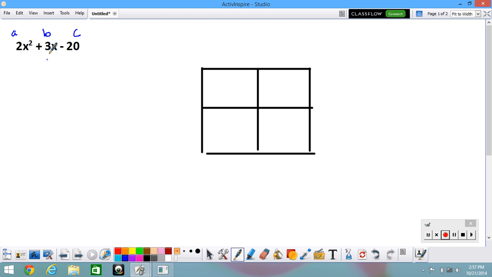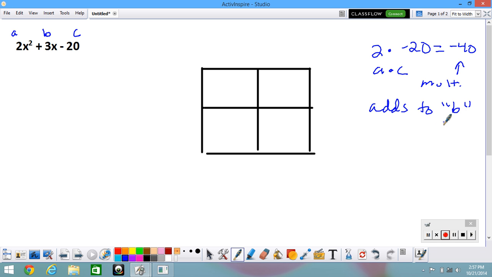Instead of adding to B and multiplying to C using the fast way when A does equal 1, we're going to multiply off to the side 2 times negative 20. We're going to do A times C. For this problem, we get negative 40. So now we need to think, what multiplies to this number and adds to B? And in this problem, B is 3.